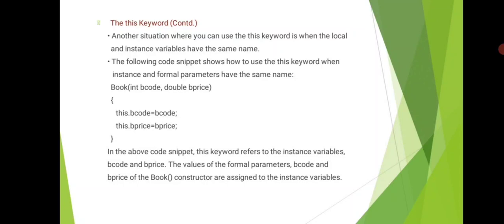Okay, in the above code, the this keyword refers to the instance variables bcode and bprice. The values of the formal parameters bcode and bprice of the Book constructor are assigned to the instance variables. So here the formal arguments bcode and bprice are assigned to the bcode and bprice written with the this keyword. This is always pointing to the current object. So this points to the variables bcode and bprice in that current object, and the formal or local variables coming in are used to initialize those instance variables.